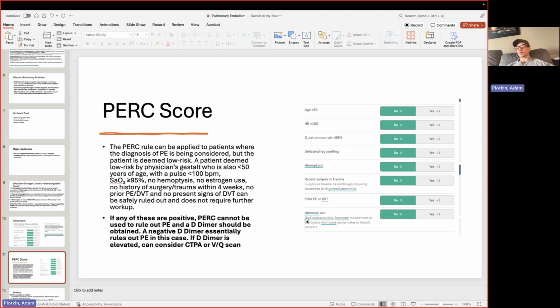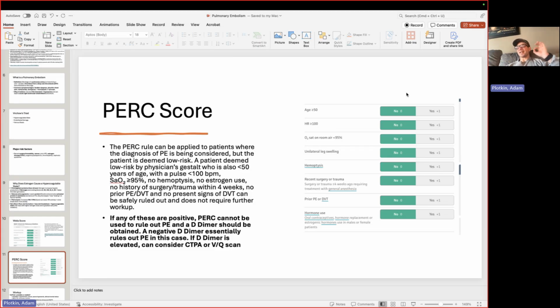But let's say their Wells score was 3, and I did this PERC score, and even just one thing is positive, right? The patient's 51 years old, okay? If that's the only thing that's positive, I should get a D-dimer, right? And if that D-dimer is elevated, okay, PE is still on the differential, right?